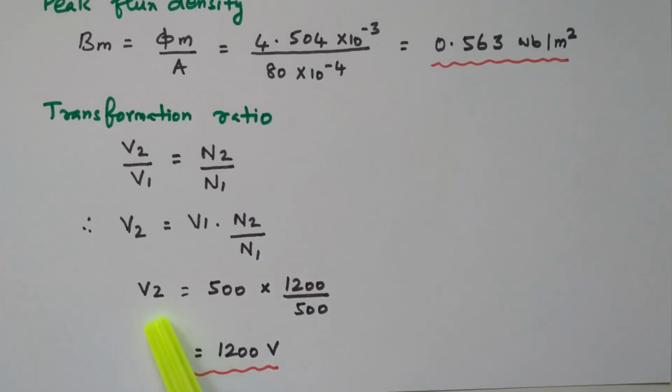So V2 equal to the voltage applied in the primary, 500, number of turns in secondary N2 is 1200, number of turns in primary N1 is 500. By simplifying this, the 500 and 500 get cancelled, so we are getting 1200 volts. So the EMF induced in the secondary winding is 1200 volts. So we calculated the peak flux density or maximum flux density and voltage induced in the secondary winding.